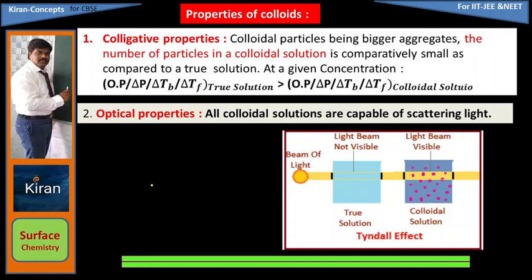See here. This is the true solution. Here the light is going straight, but in this case you can't see the light path. Entire light will be spread like this. When light is focused on a colloidal particle, it will be spread like this. This is called scattering. Scattering means spreading. All colloidal solutions are capable of scattering light.